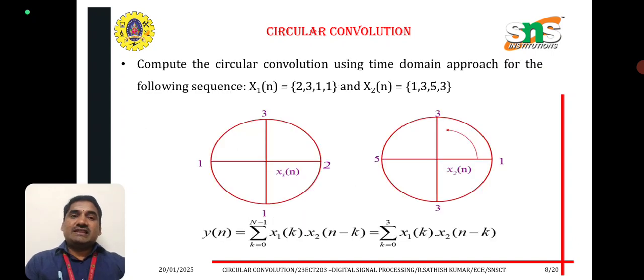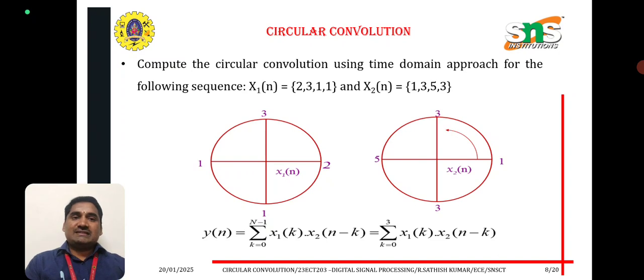Now we are going to see the circular convolution of the sequences. Compute the circular convolution using the time domain approach for the following sequences: x1 of n is equal to 2, 3, 1, 1 and x2 of n is equal to 1, 3, 5, 3. This is the formula behind circular convolution. x1 of n can be represented in the anti-clockwise direction, 2, 3, 1, 1, starting from the right side. x2 of n is represented in the same anti-clockwise direction, 1, 3, 5, 3.